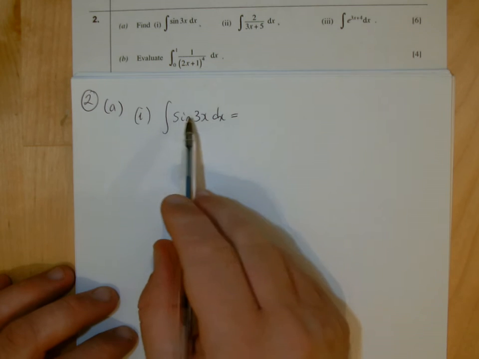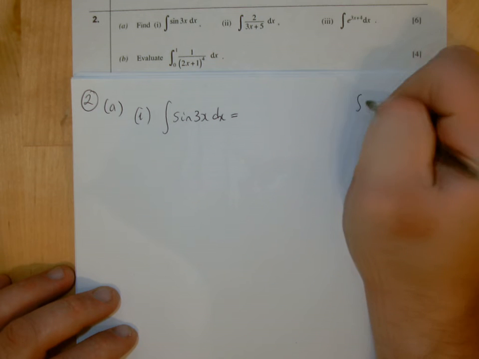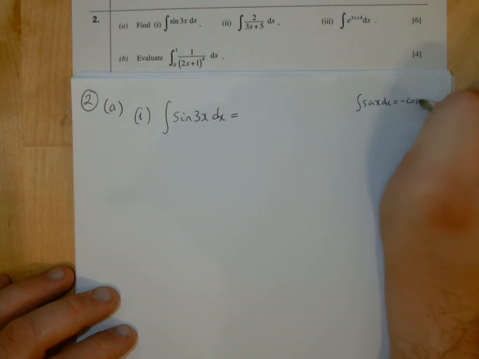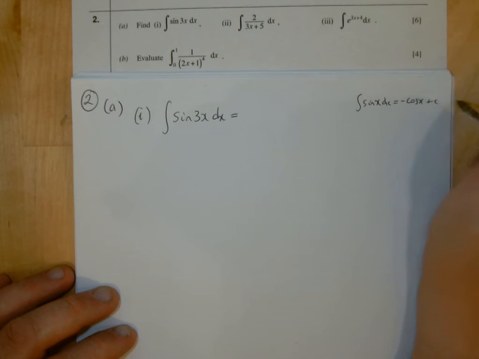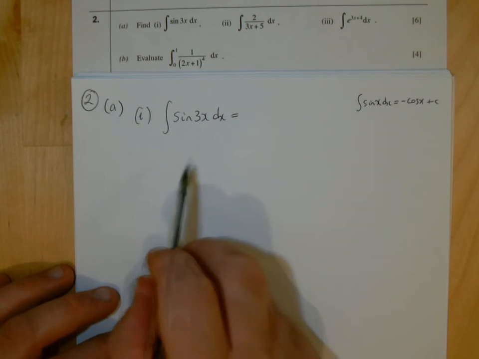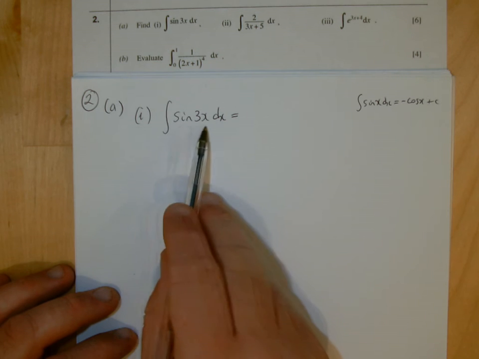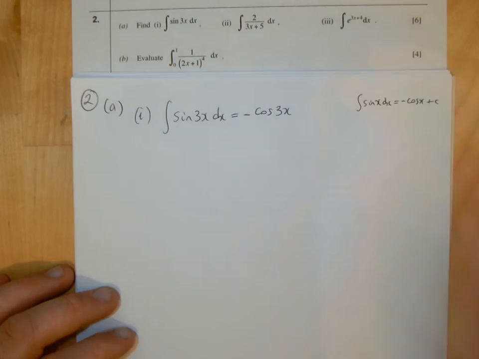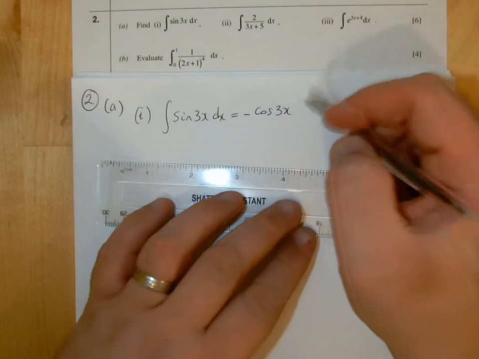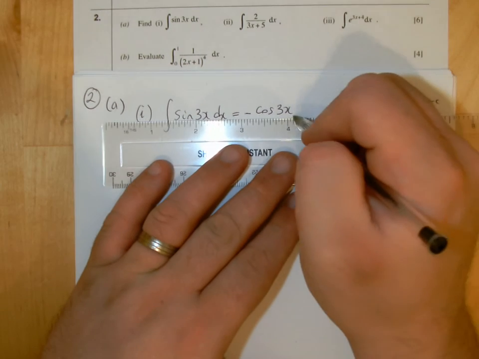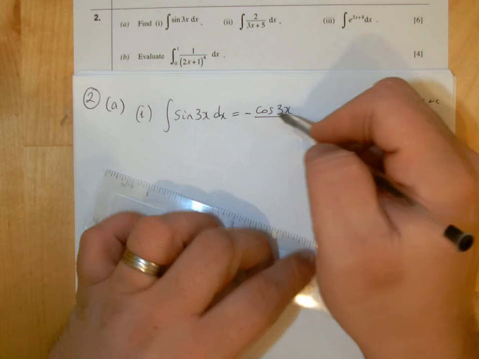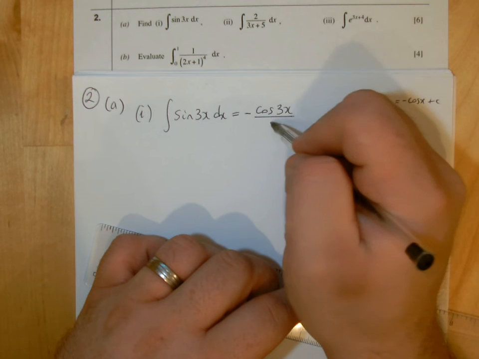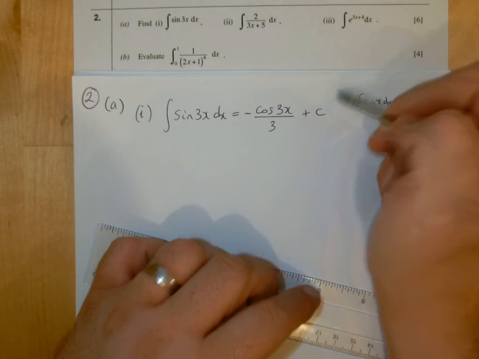Okay, so here you just need to remember that the integral of sine x is minus cos x, plus the constant. And then when you integrate sine 3x, you get minus cos 3x. Because this is a function of a function, this is like sine of 3x. Well, then when you integrate it becomes minus cos 3x, and you've got to divide by the derivative of the inside, which is 3, not forgetting then to add the constant on.